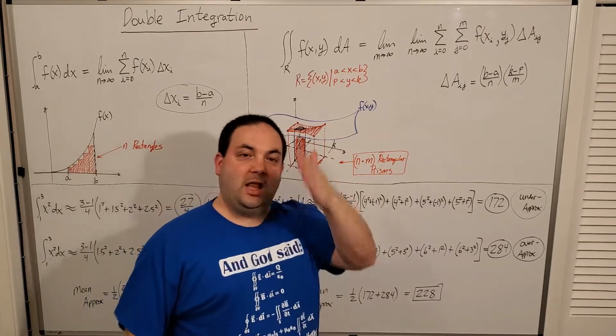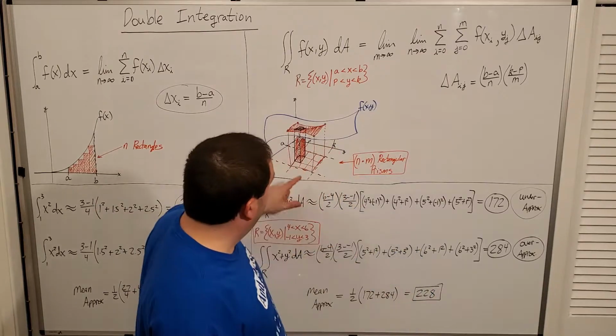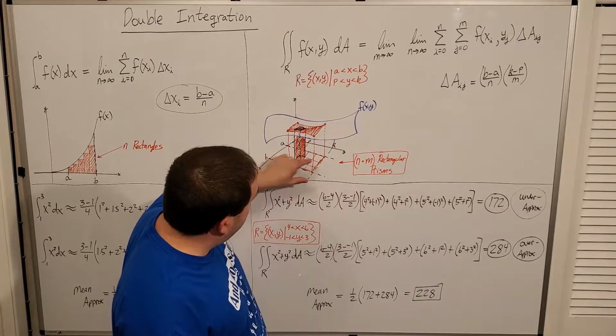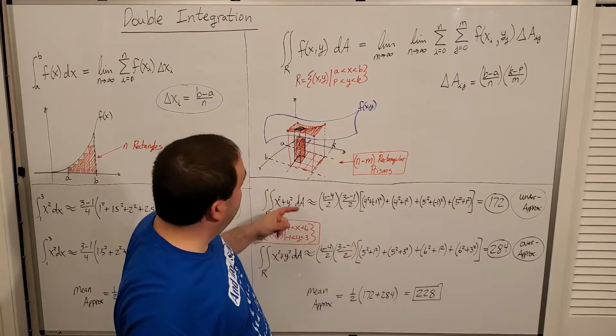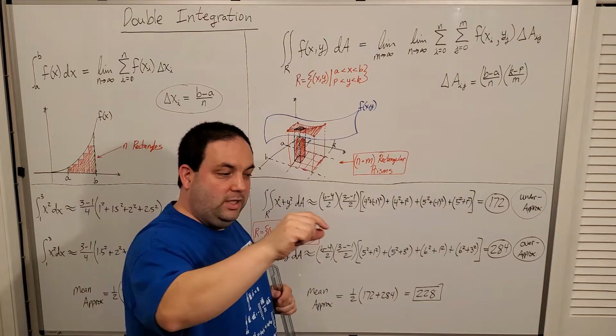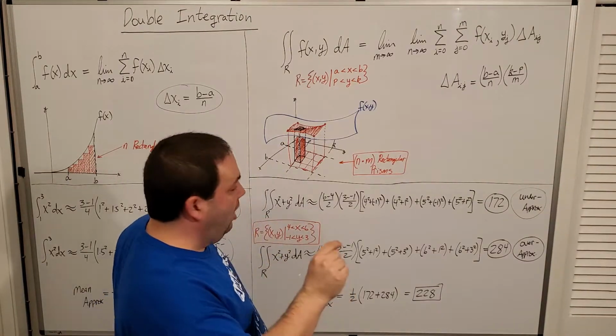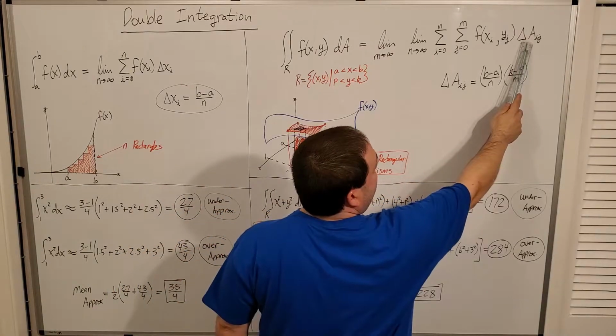But we're not just slicing little pieces on a line anymore. Remember, we're doing a rectangular region in the xy plane. We're integrating over this. So the more I slice these things different ways, what I'm actually taking out of the domain are little bitty small pieces of area, and that's this.